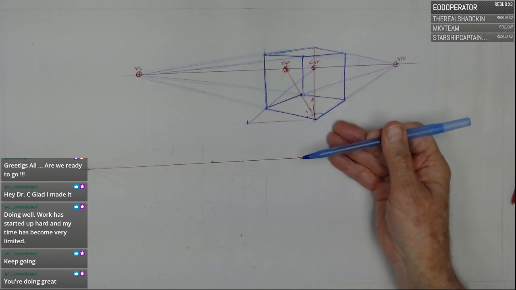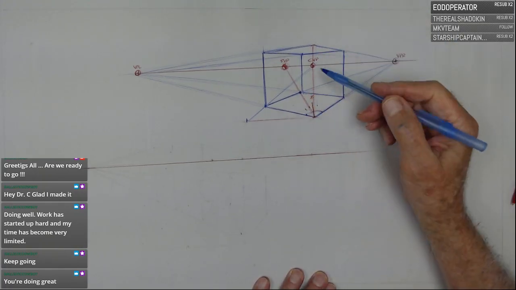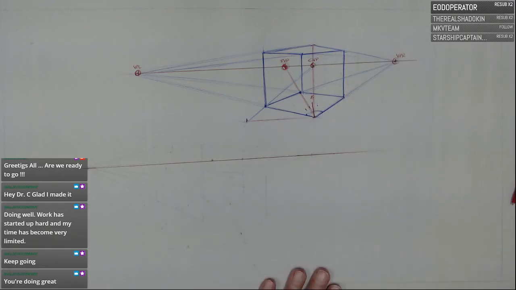Why? Because you're moving closer to the eye level. The closer this measure line gets to eye level, the less you're going to see of the floor, and the more you're going to see of the upper. And we'll go through some exercises next week on that little element as well.